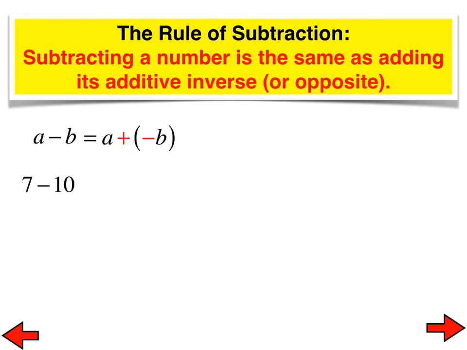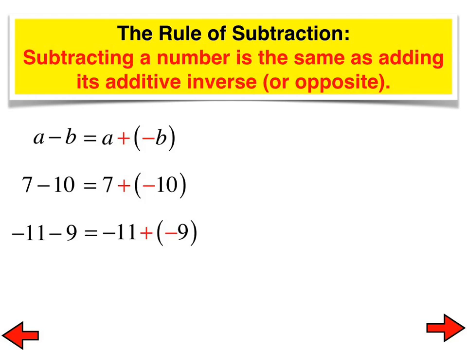Here's another one. 7 minus 10 turns into 7 plus -10. 7 minus 10 and 7 plus -10 are equivalent expressions. They are expressions that look the same and give us the same solution. I'm going to keep going here. -11 minus 9 is equal to -11 plus -9. I have added its additive inverse or added the opposite. Those are equivalent expressions.